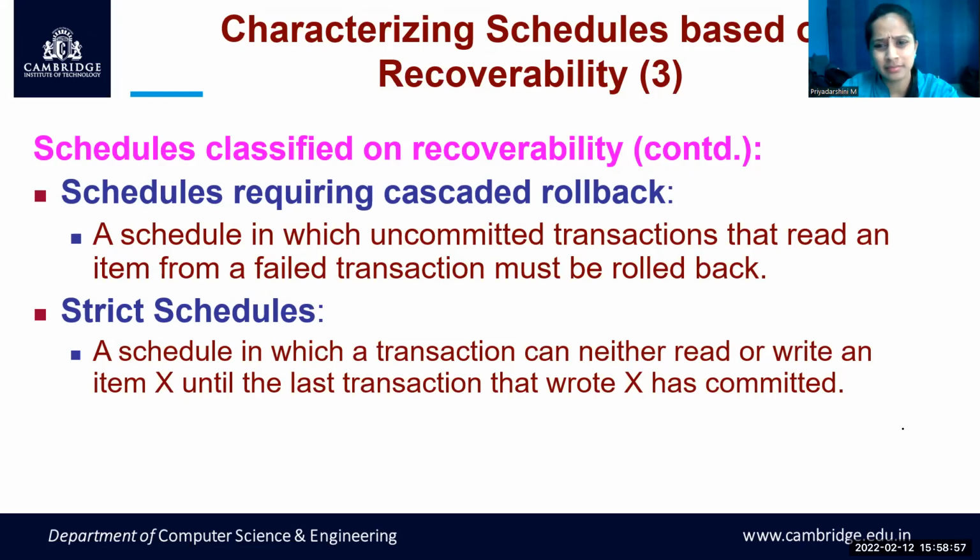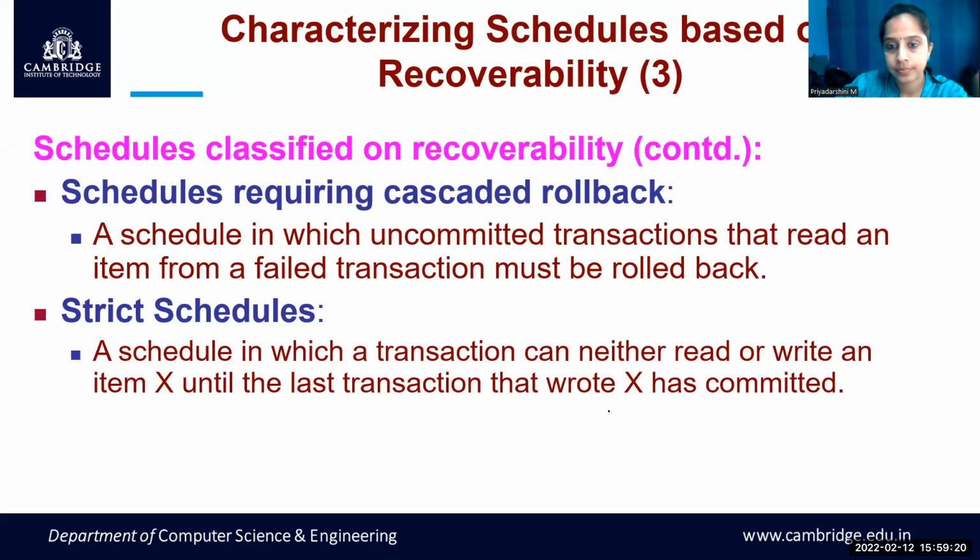Cascading rollback, it's nothing but one after the other. You know what is cascade? Immediately, one after the other, everything can be rolled back. All the transactions are cascaded. If one transaction is wrong in one schedule, all other transactions also get rolled back, because there is a chance of reading the data which is updated.